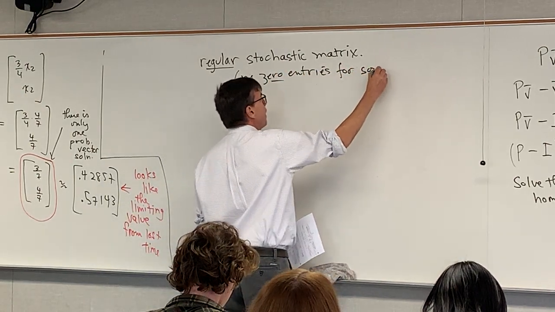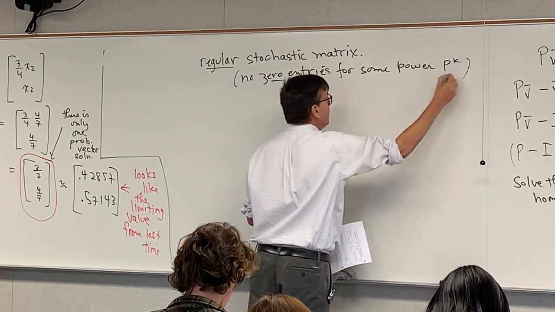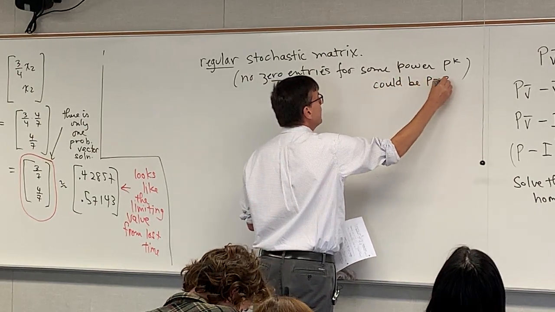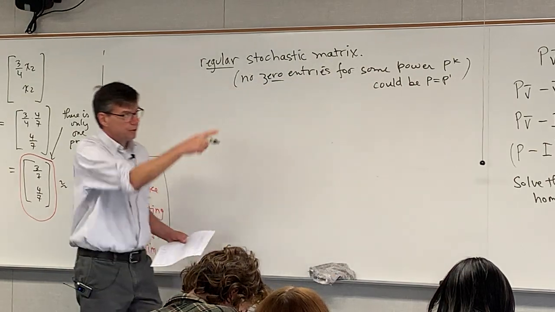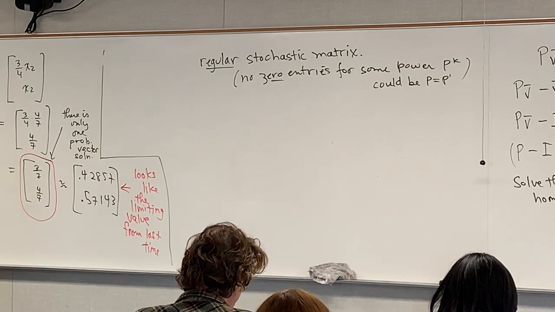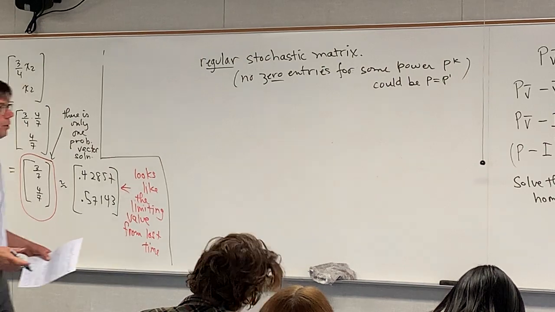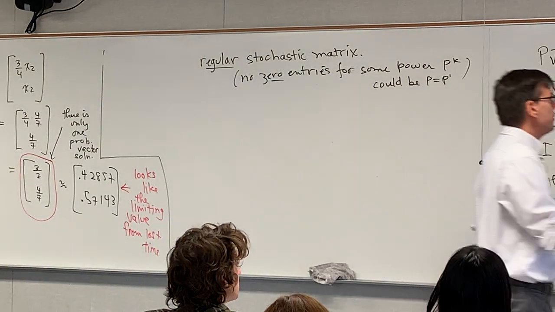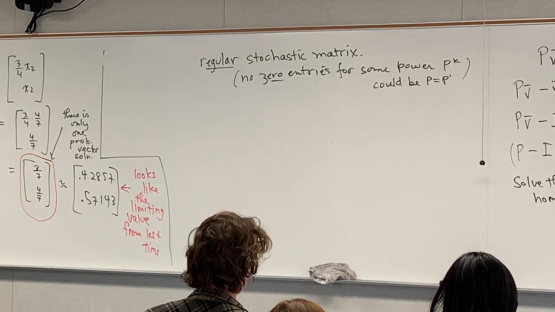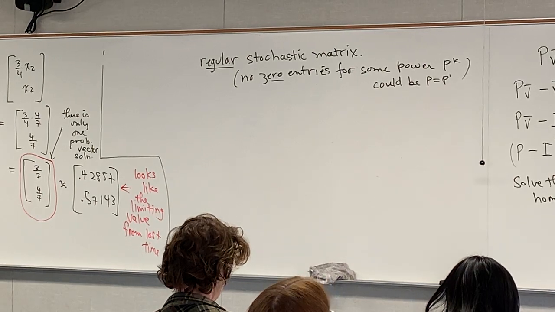For some power p to the k. And it could be p, which is p to the first power, which is true for our example. It started out in regular form. The second example there, that identity matrix, 1, 0, 0, 1, is a stochastic matrix, but it's not regular because there's no power of this that makes the zeros go away.